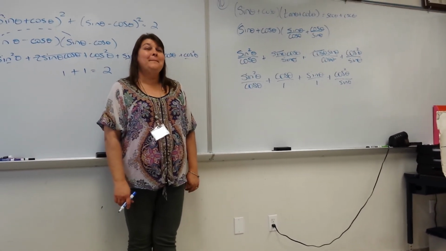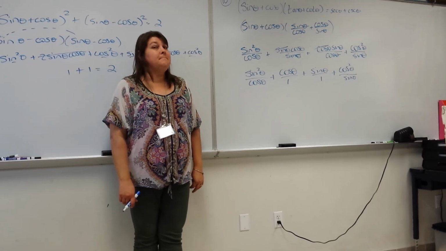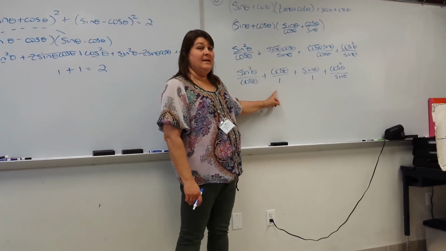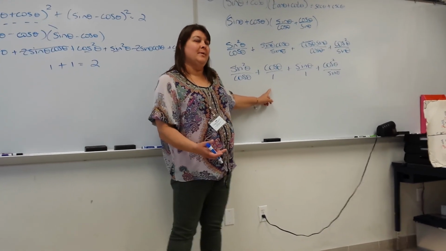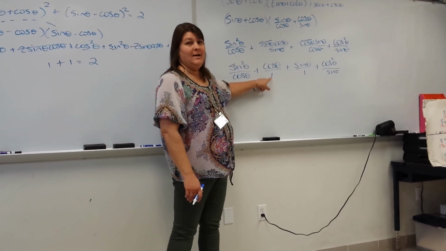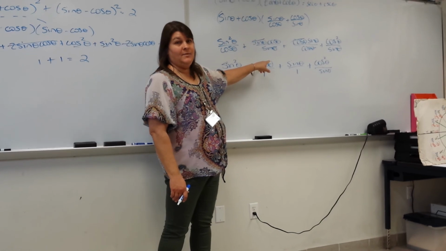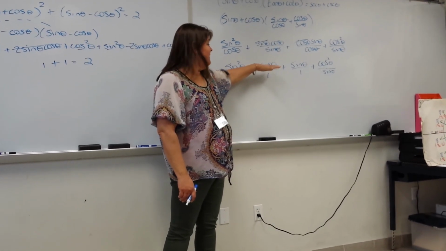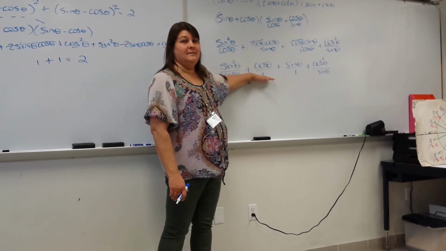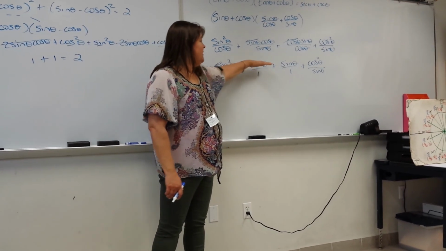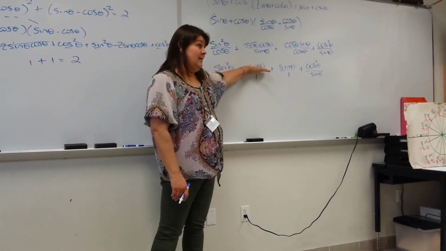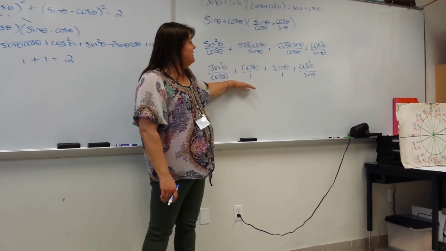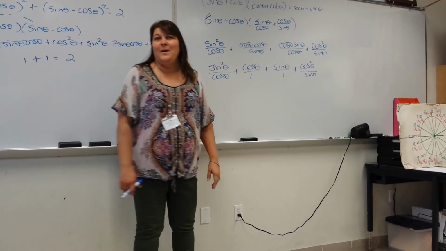Yes, you could do it that way. Or you could get a common denominator that matches one of these. For example, if I wanted to put a cosine down here, I would multiply the top by cosine, which would leave me cosine squared on top. So I'd have cosine squared over cosine. Sine squared plus cosine squared is 1. 1 over cosine is secant. That's one way.